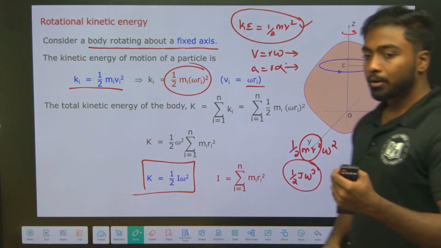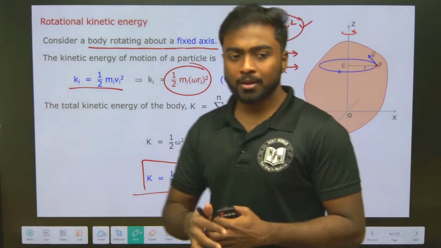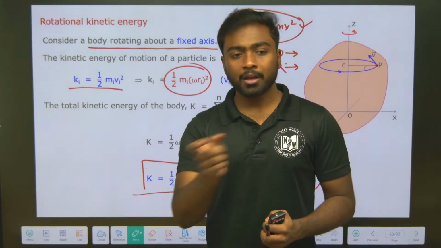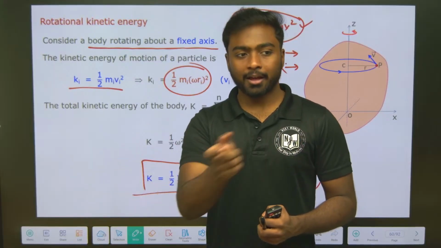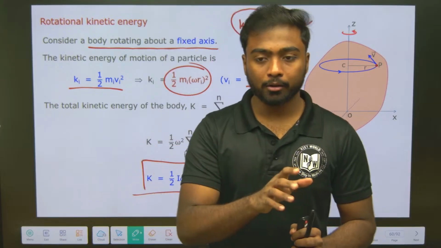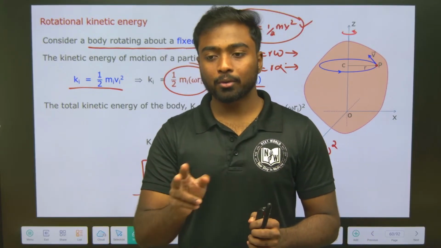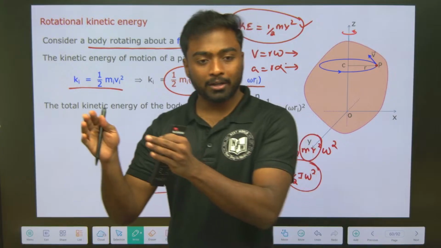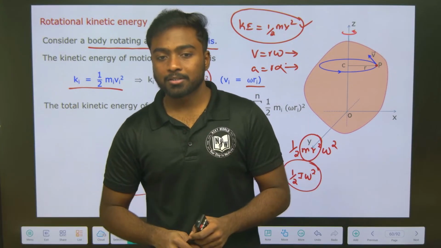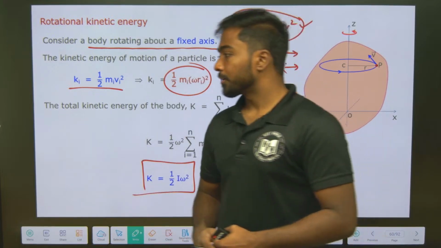Okay, when we are comparing translational and rotational motion, there is a simple difference. Mass becomes moment of inertia. Velocity becomes angular velocity. Acceleration becomes angular acceleration. Force becomes torque. If you know this comparison, it will be easy. Whatever we have studied in linear motion, rotational will be straightforward. Okay? Yes.